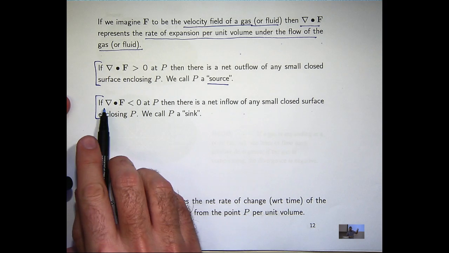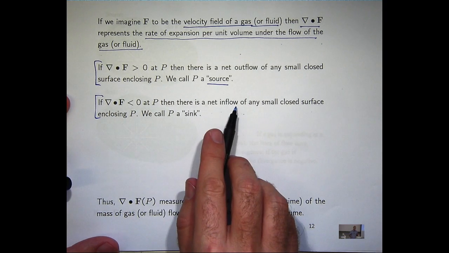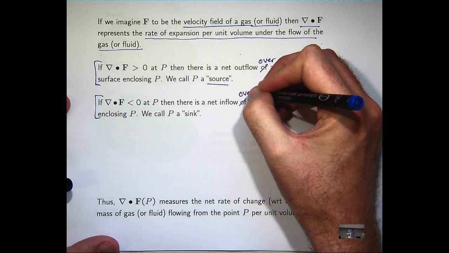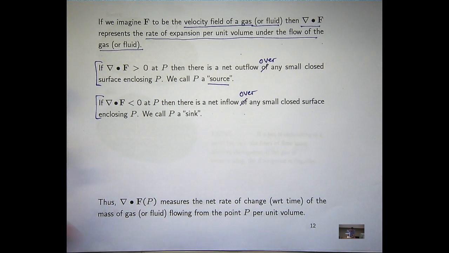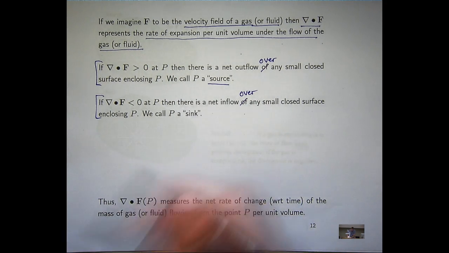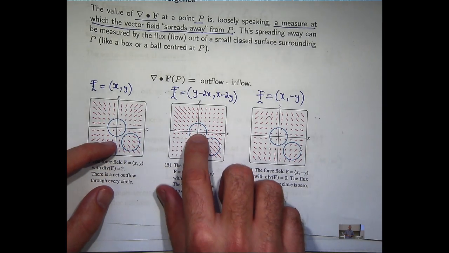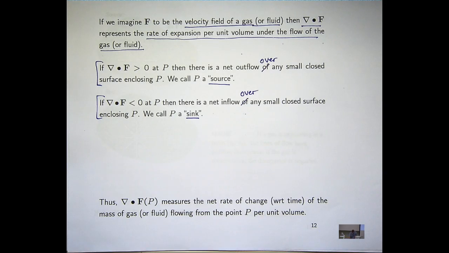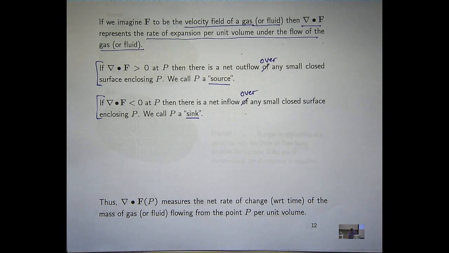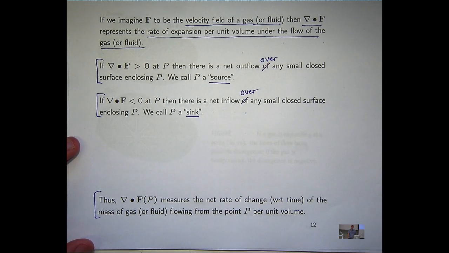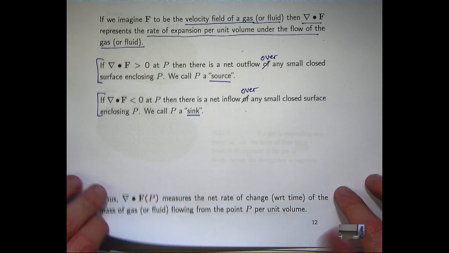If the divergence is negative at a point, then there's a net inflow over, I guess over is a better word here, over any small closed surface enclosing P. We would call the point P a sink. So you can see here, for example, the origin would be a sink for this particular vector field. So the divergence at a point P measures the net rate of change with respect to time of the mass of gas or fluid flowing from the point per unit volume.